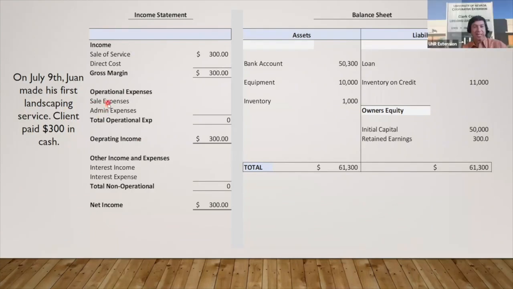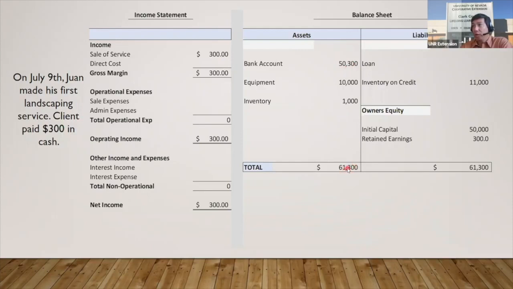I know, it's Friday. So, on July 9th, Juan made his first landscaping service. Finally, I'm making some money. The client paid $300 in cash. Even though it's cash, I report it on my income and I put it in my business bank account. So on the income statement side, we're gonna have income of 300 and then my assets of 300 because I put it in my bank account. Okay, now it makes sense.